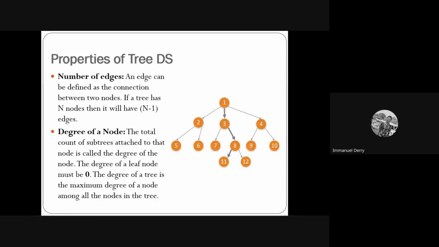And then the degree of a node talks about the total number of subtrees attached to the node. That is called the degree of the node. And the degree of a leaf node must be 0. So the degree of a tree is the maximum degree of a node among all the nodes in the tree. All right, so let's start with edges.